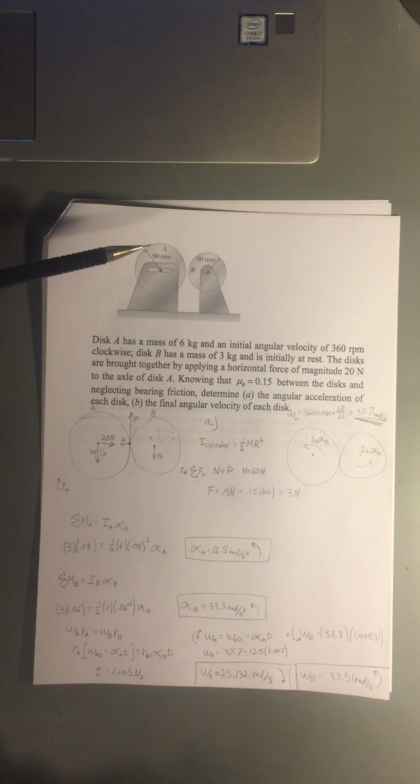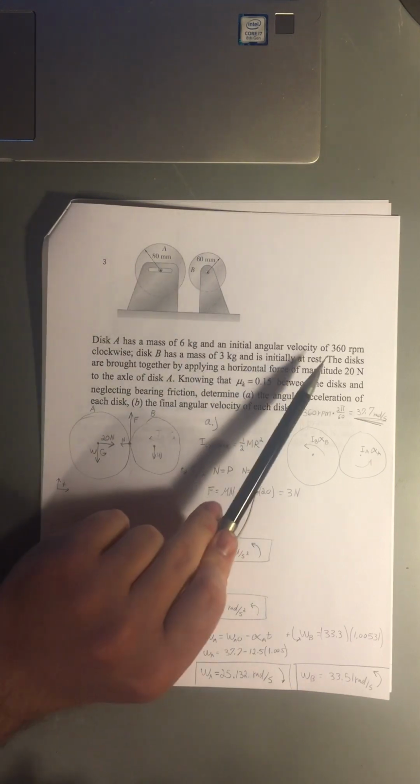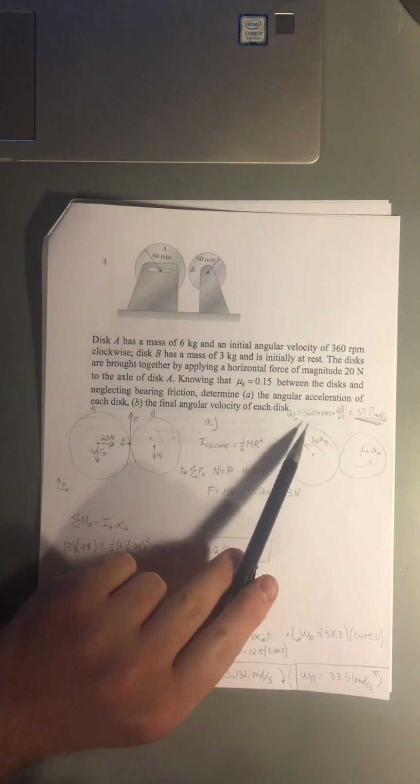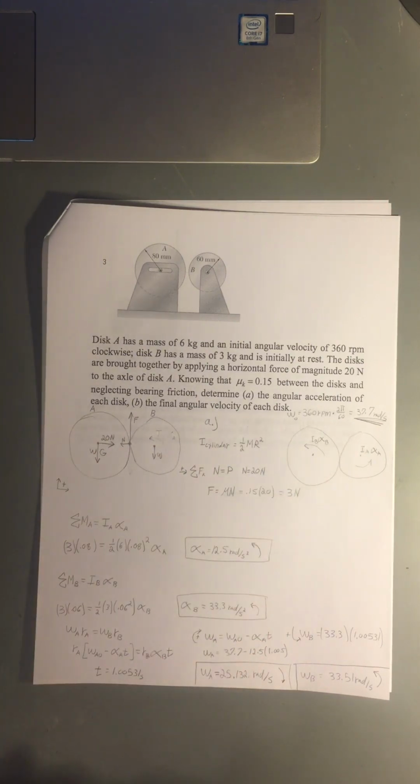And the first thing this question wants us to find is the angular acceleration of disk A and disk B. The first thing I noticed looking at this problem is that this angular velocity was given to us in RPM. And so I took that and converted it into radians per second by multiplying by 2 pi and dividing by 60. And then I just drew a free body diagram and a kinetic diagram to help me think through the problem.